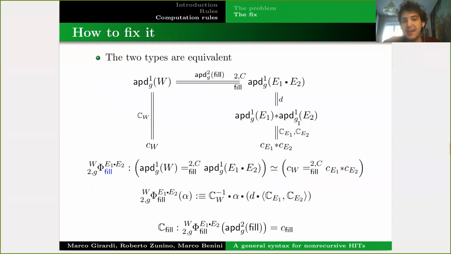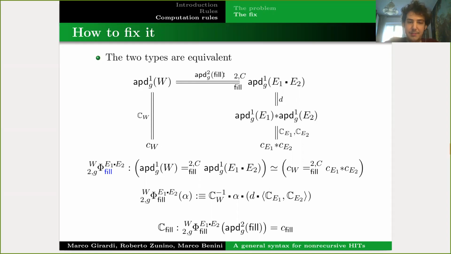However, unsurprisingly, the two types are actually equivalent. In fact, APD2fill has this type here, it is in this pathover space, and the left-hand side is actually equal to CW thanks to the computation rule. While on the right-hand side, it's just a little more work. We have to first distribute APD at level 1, and then apply the computation rules to APD1E1 and APD1E2.